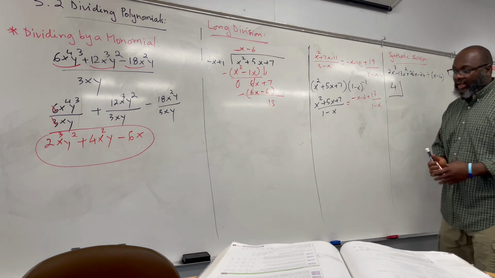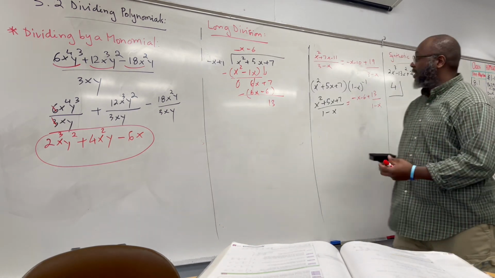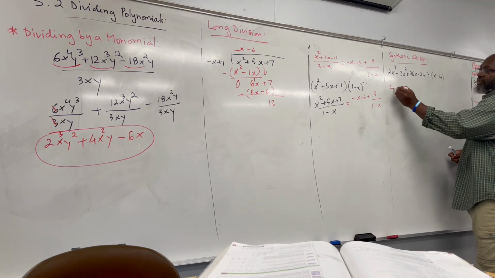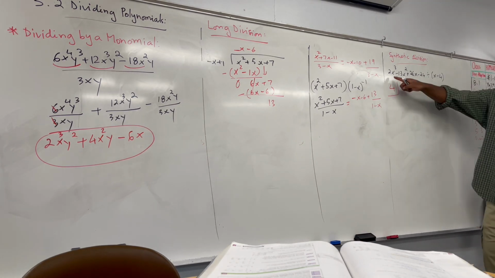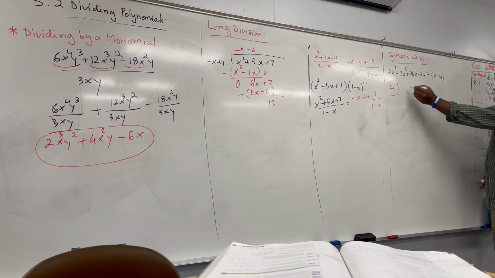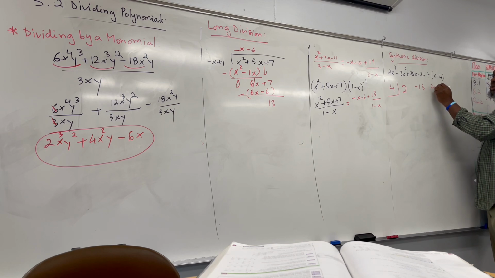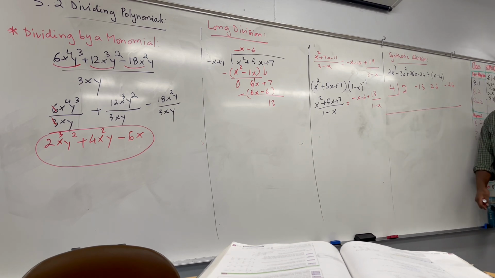You're just going to have to learn it. There's no rhyme or reason. This is how it is, so I can't make it any better than that. It's 4, and then we lay out all these numbers: the leading coefficient 2, negative 13, 26, and negative 24. And we draw a line under that. This is how we do the synthetic division.